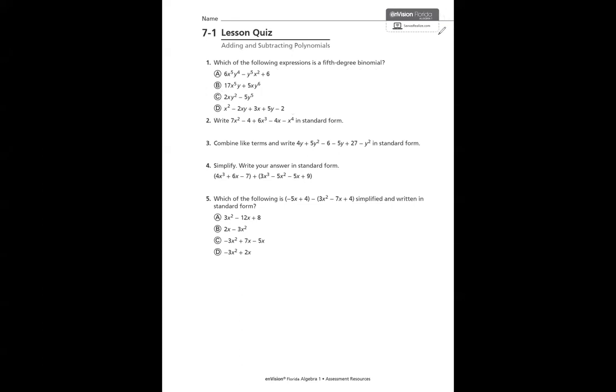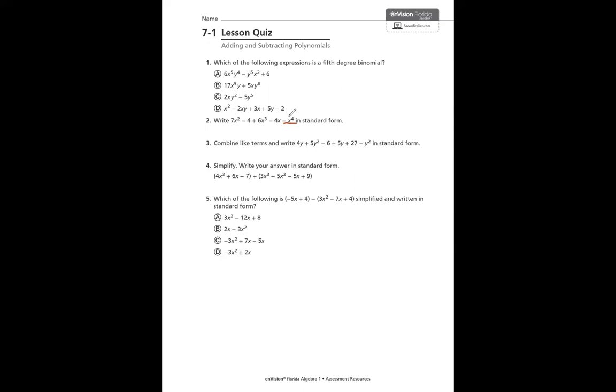Okay, moving on to number 2, we're writing in standard form. Standard form means the highest exponent to the lowest exponent. So looking at my terms, the highest exponent would be that degree of 4. So since we're rearranging the terms, we want to make sure that if there's a sign before the term, like a positive or negative, we take it with it.